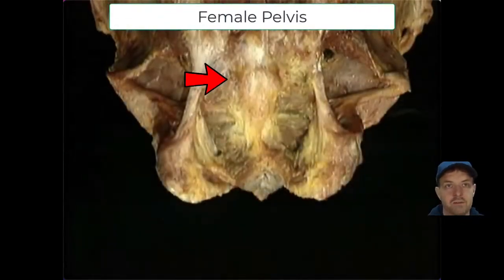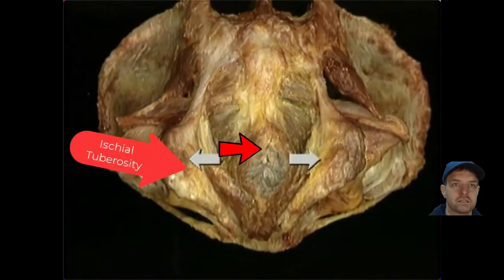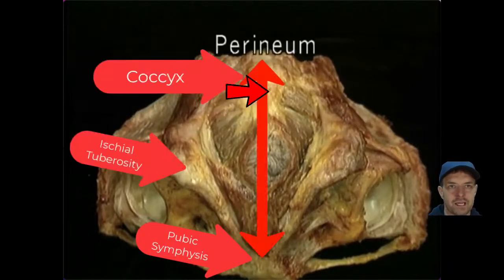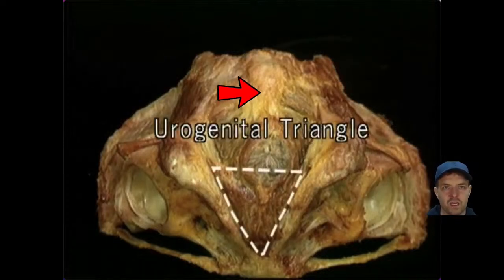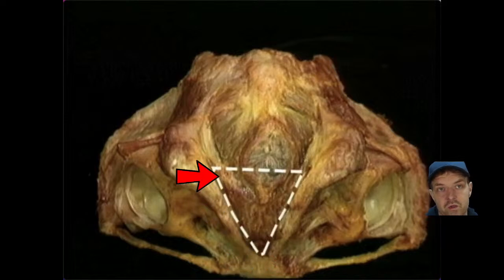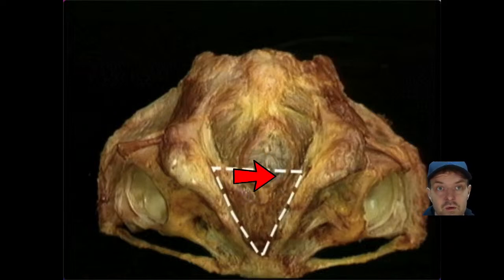There's your sacrotuberous ligaments. So this whole region here, coccyx, ischial tuberosities, all the way to the pubic symphysis, that's your perineum. From front to back, like I said before, your kind of undercarriage is your perineum, and then the urogenital triangle, that's where all of the genitalia are, the urinary tract, and then the anus as well. So the rectum will attach into the anus just there.